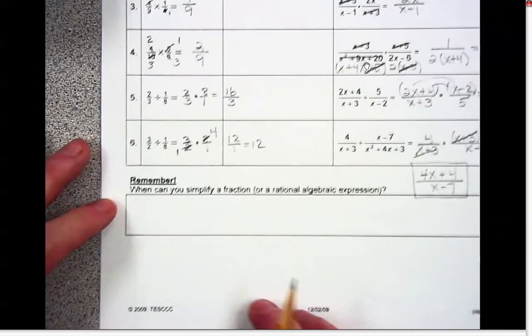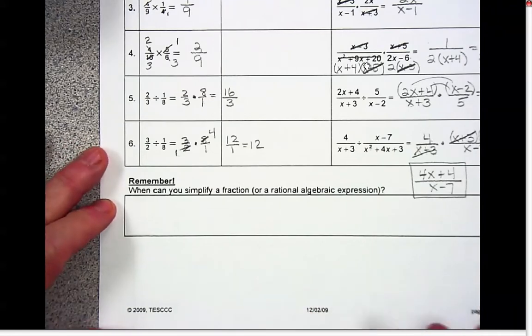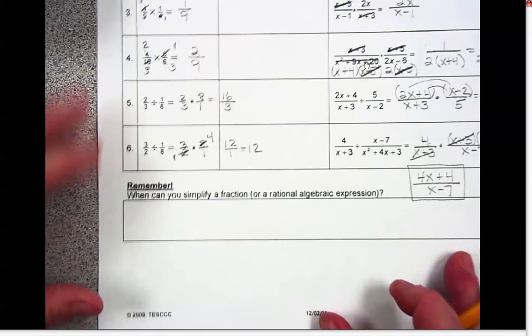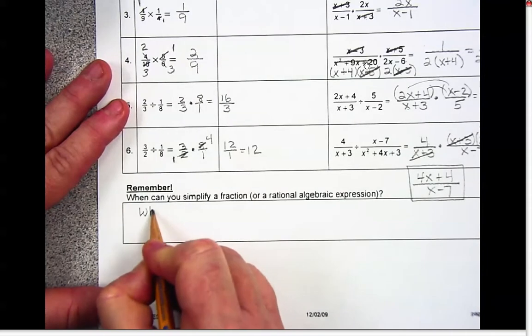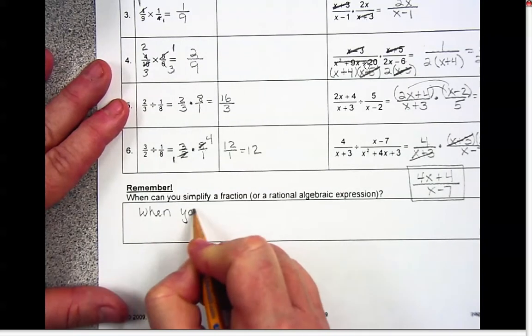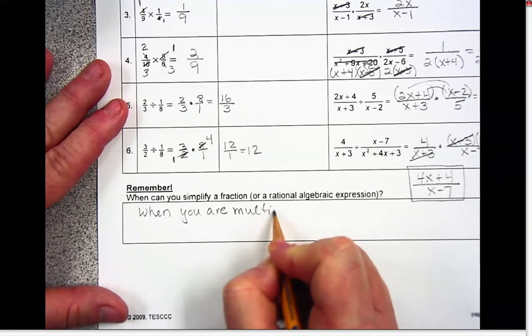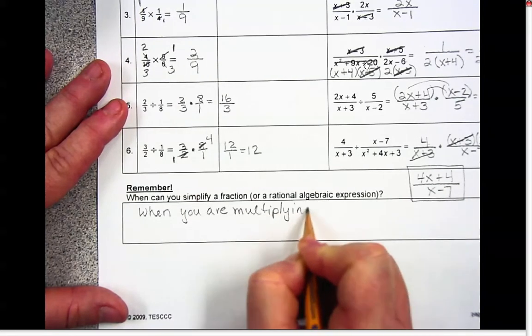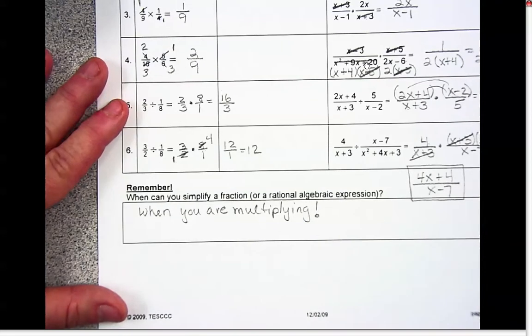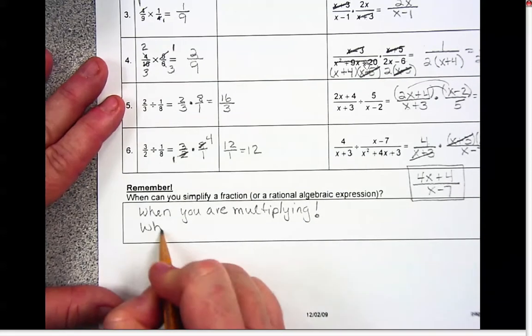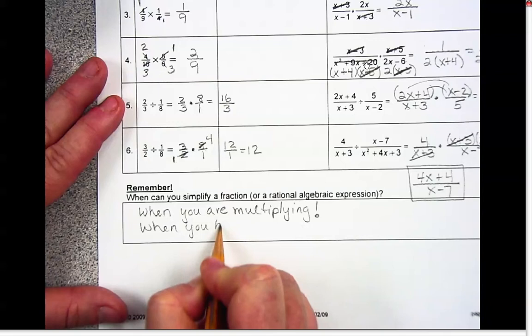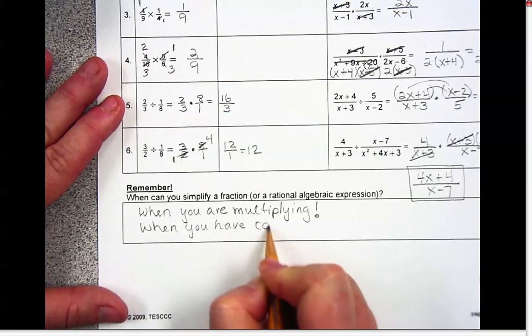Okay, so remember, when can you simplify a fraction? When you are multiplying. And you can simplify it when you have common factors.